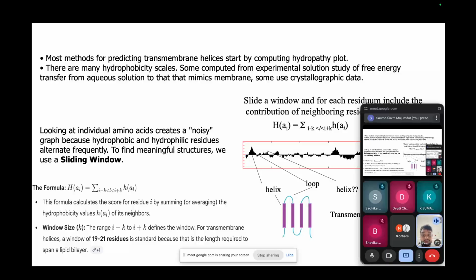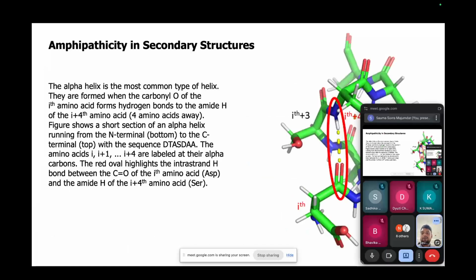Right? So to do that, we use the sliding window concept where we just sum over. If you take one amino acid, we take amino acids that are 10 upstream and 10 downstream, and we calculate it for a region, not a particular amino acid, right? Now, I'll talk a little bit more on the reason why this is happening. If you see the secondary structures, the alpha helices, the beta sheets, and so on and so forth, you have a lot of amphipathicity. Amphipathicity means both hydrophobic and hydrophilic properties are there.